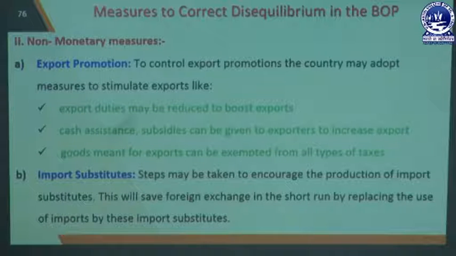We have already discussed the monetary measures to correct the disequilibrium in the balance of payment. The next measure is non-monetary measures. So these are the non-monetary measures to correct the disequilibrium in the balance of payment. The first non-monetary measure is export promotion.